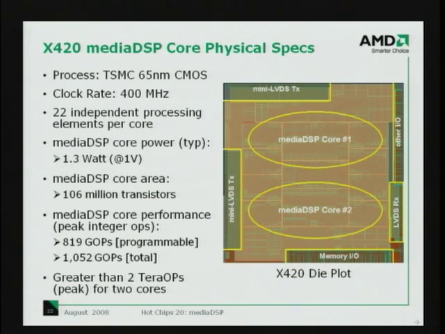So on to some of the obligatory physical specs. Our X420 is in TSMC 65 nanometer process, 400 megahertz. Typical power of a single mediaDSP core is 1.3 watts at 1 volt with 106 million transistors per core. And we have 22 processing elements for each of these cores. And so in peak integer op performance, we have about 800 GOPS of programmable performance. And if you include the application-specific engines, we're over 1,000 GOPS of performance. So on the chip as a whole, we're at more than 2 tera ops of peak integer performance.